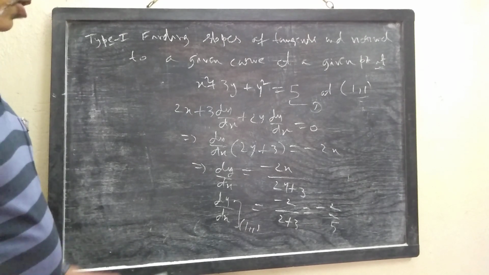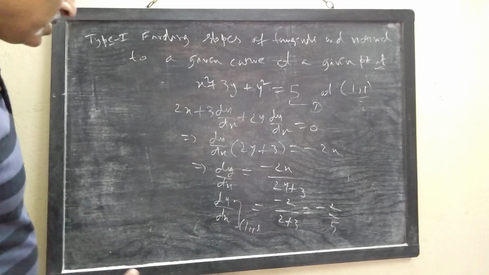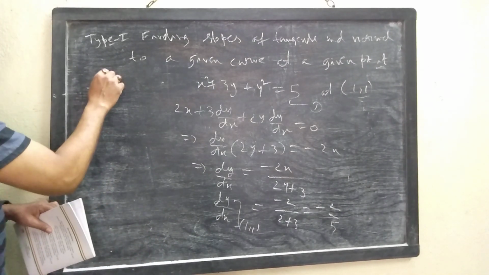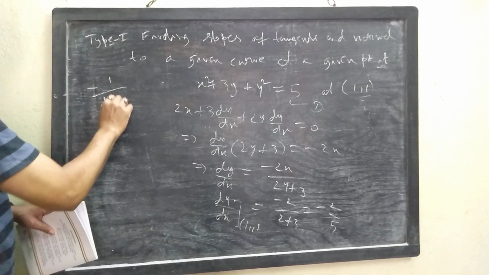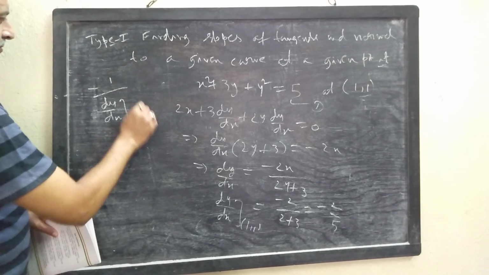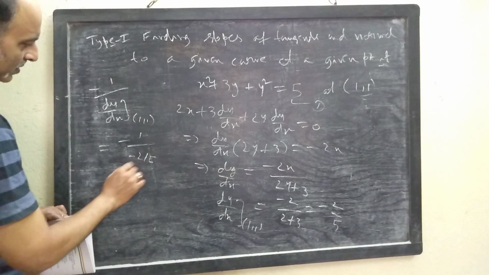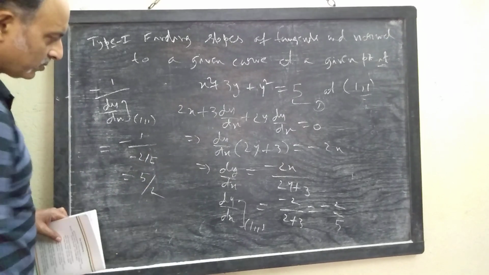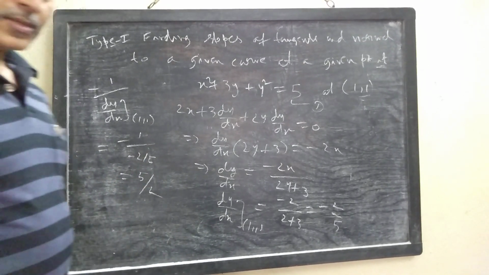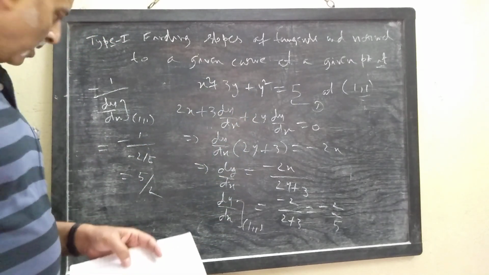And now, as the normal is perpendicular to the tangent at the point of contact, it is obvious that the slope of the normal will be minus 1 by dy/dx at (1, 1). So this will be minus 1 by minus 2 by 5, which is equal to 5 by 2. So the slope of the normal to the curve at the specified point (1, 1) is 5 by 2.